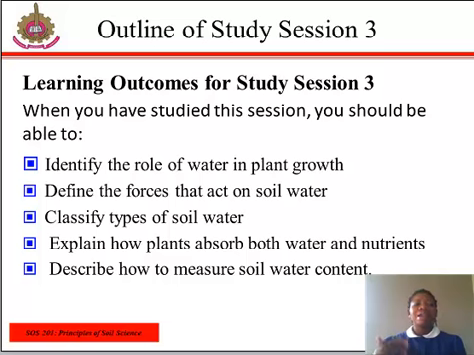Also, you should be able to classify the types of soil water. Fourthly, you should be able to explain how plants absorb both water and nutrients. Lastly, you should be able to describe how to measure soil water content. Let's discuss these learning outcomes in order.